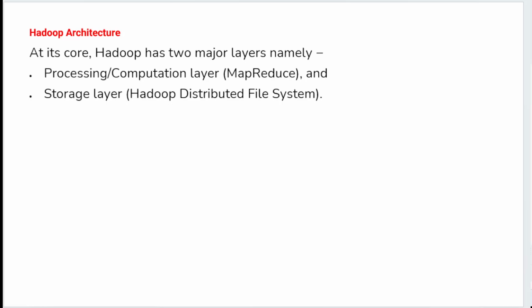So let's go into the topic now. What is meant by this Hadoop architecture? How many layers are there? We have two layers. One is the processing and computation layer for MapReduce, and one layer we are going to use completely for the HDFS.